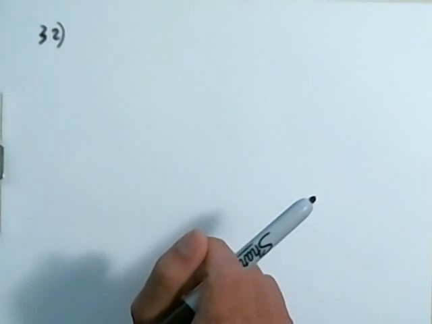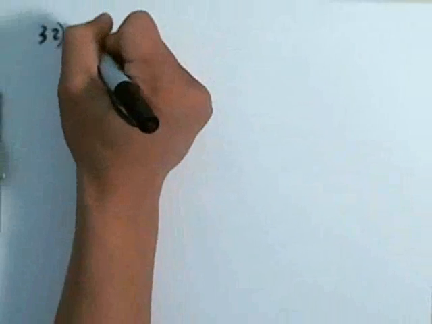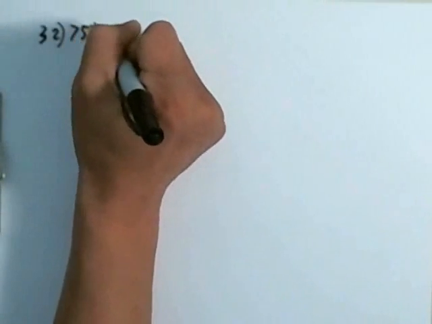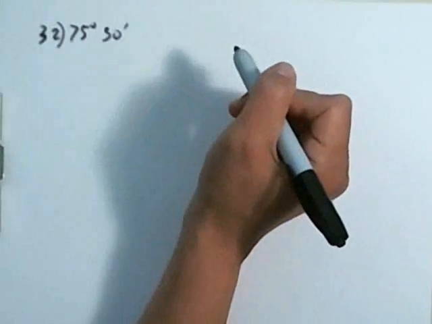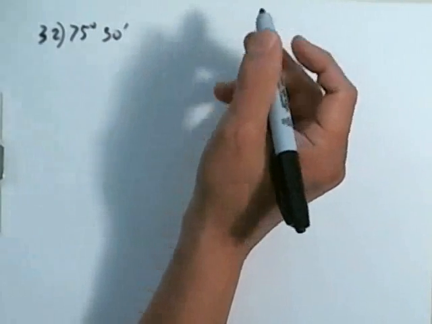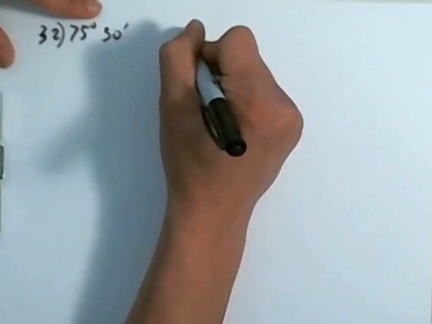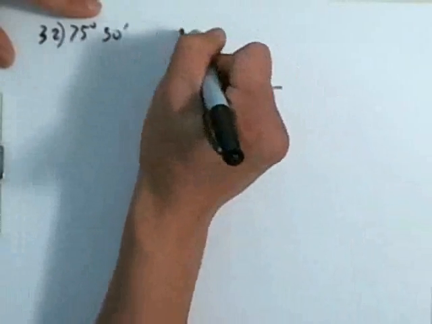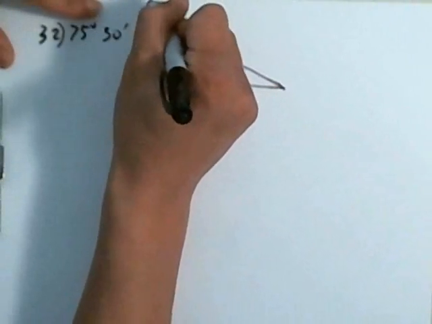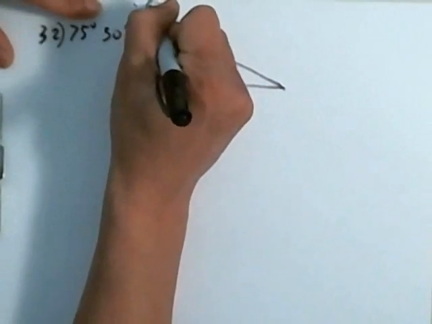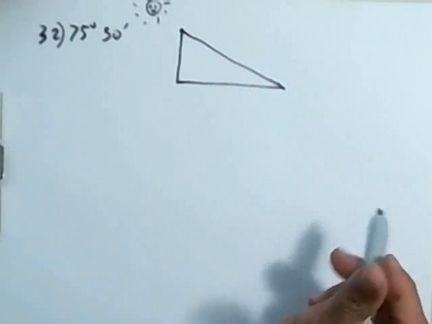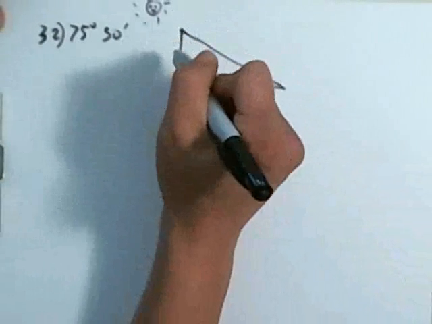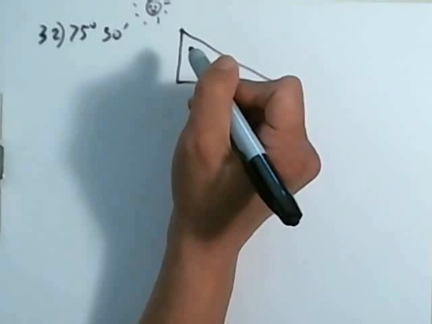Angle of elevation. If the angle of elevation of the sun is 75 degrees and 30 minutes, how tall is a post that casts a shadow of 1.5 feet long? So here's a post, and it casts a shadow, and here's the sun. It's a happy sun. Let's set up all of the information.